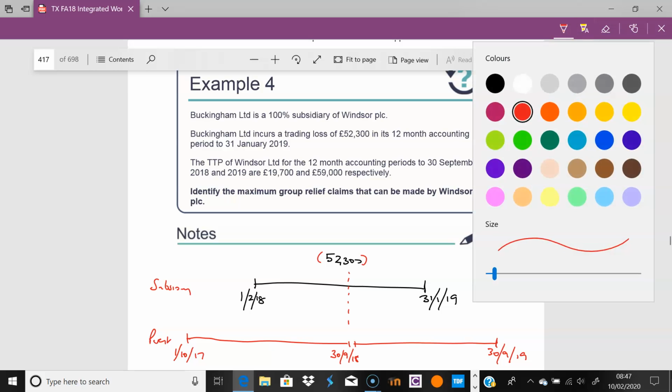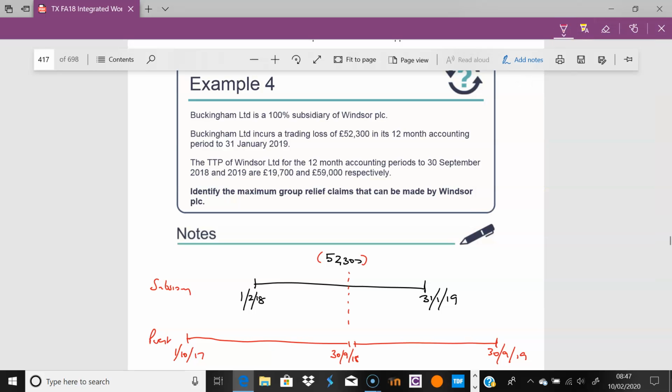Okay, great. So let's change my pen color again. What I see here is that Windsor has accounting profits of 19,700 here and 59,000 here. So what we have to do is look at the corresponding periods, because we're dealing with 2 separate periods here. This period corresponds to this, and this corresponds to this. So corresponding period 1 and corresponding period 2. That's the task we have. So I have to split this 52,300 into these 2 periods, and then deal with it. That's kind of how it's done. It's just based on those periods.